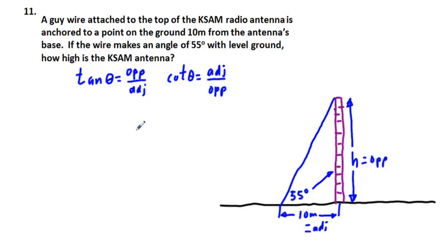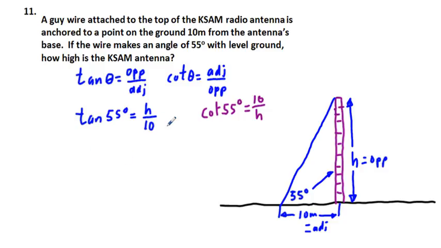In this case, the tangent is going to work out better, and we will say the tangent of our angle, which is 55 degrees, is going to be equal to our height, which we do not yet know, over our adjacent, which we do know. And why is this a better thing perhaps than the cotangent? Because the cotangent of 55 degrees is going to be equal to the reciprocal, or 10 over h. So the algebra is just a couple more steps involved. So we'll just stick with the tangent for now.